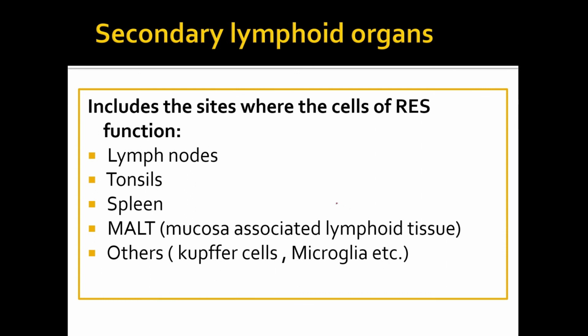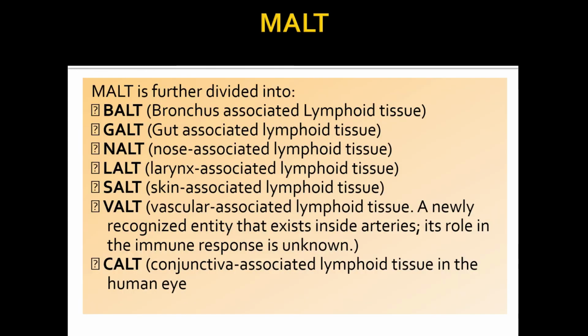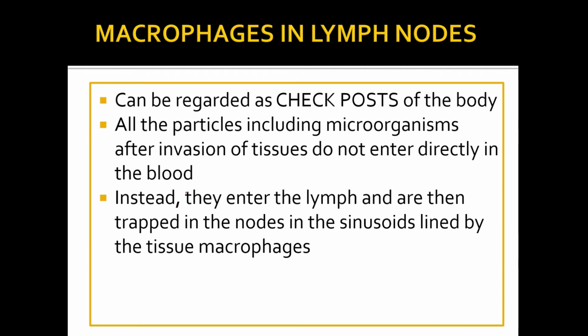Now we will discuss these lymph nodes, tonsils, and spleen one by one. First of all, the macrophages in the lymph nodes. They are basically known as the checkpoints of the body, and all the particles, including microorganisms, after invasion of the tissues, do not enter directly into the blood. First they enter into the lymph, and then they are trapped in the nodes, in the sinusoids lined by the tissue macrophages.